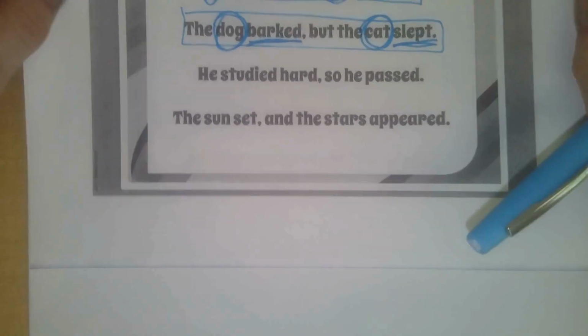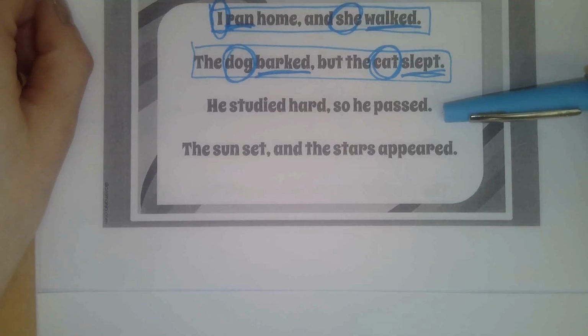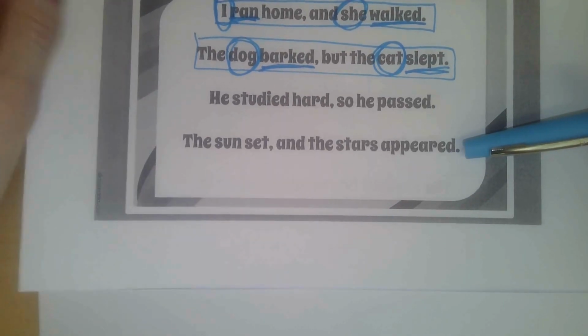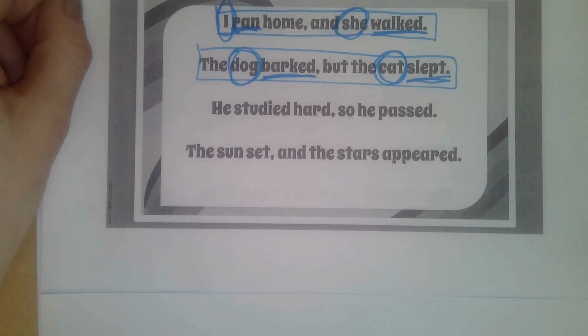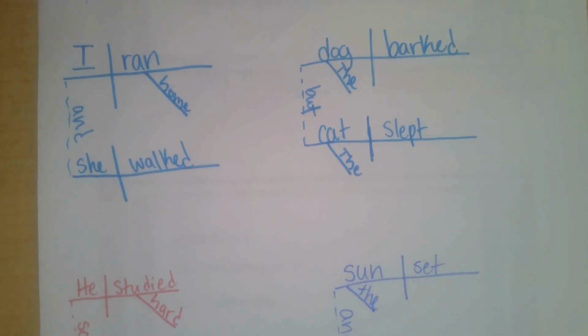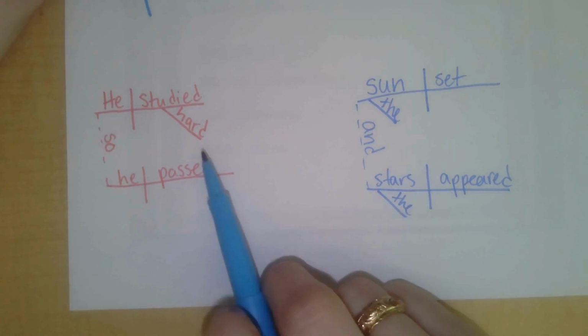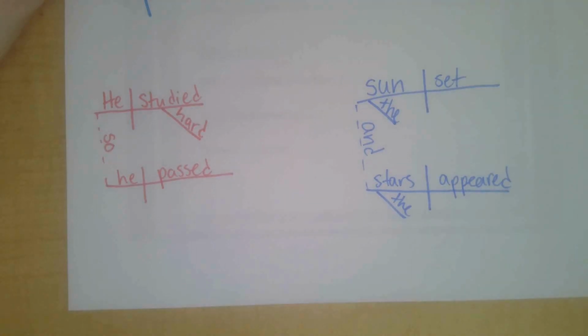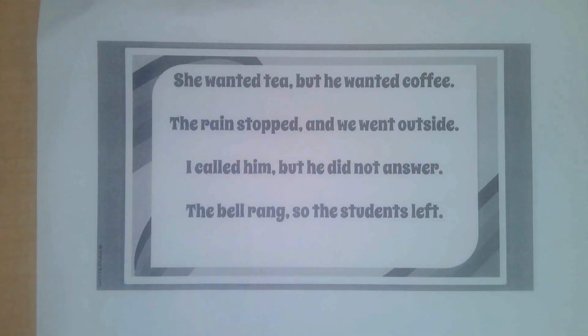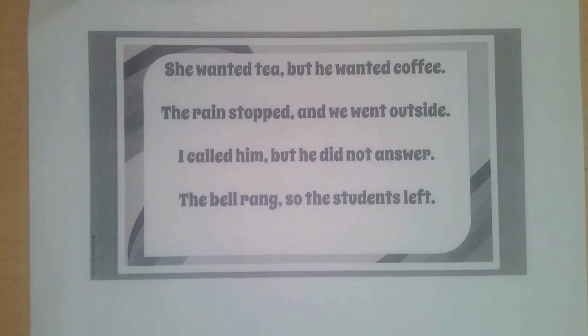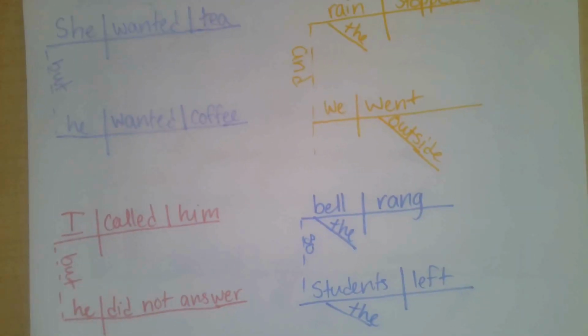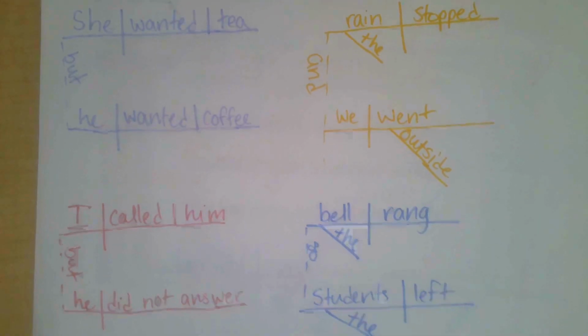Now I want you to do these two practices. He studied hard, so he passed. The sun set and the stars appeared. Go ahead and pause. Here are the answers. Remember, this is describing how he studied. It's our adverb. And then, after that, we got 4 more practices for you. Pause it and do those practices. And then here are the 4 answers for those.